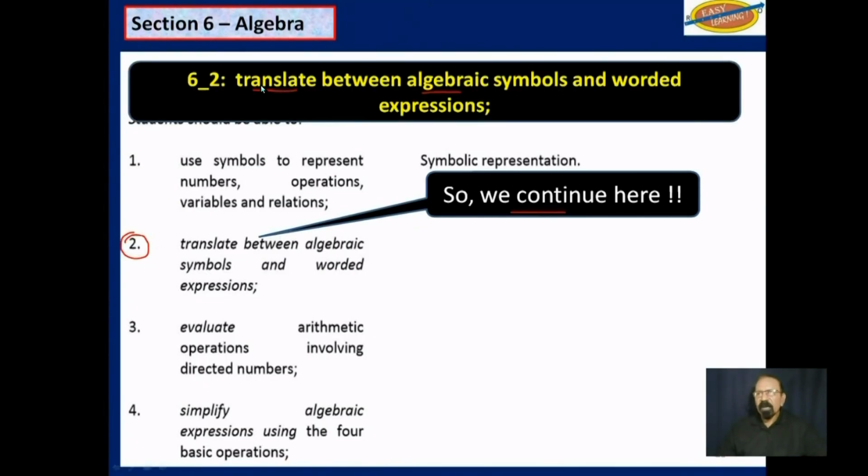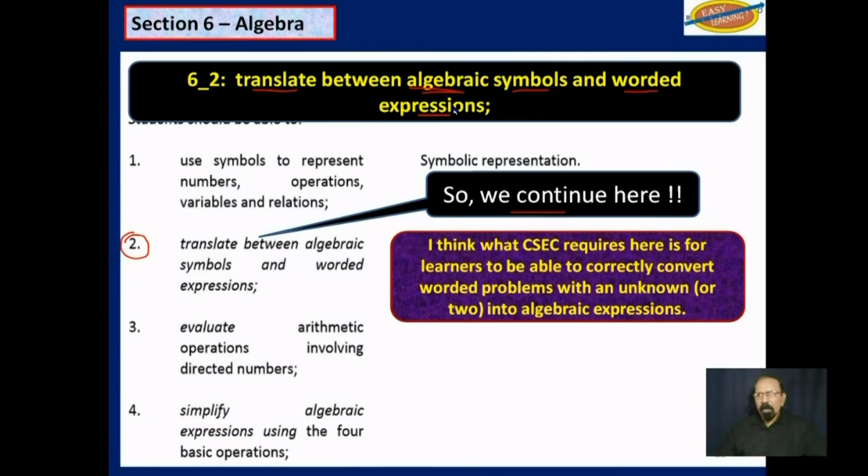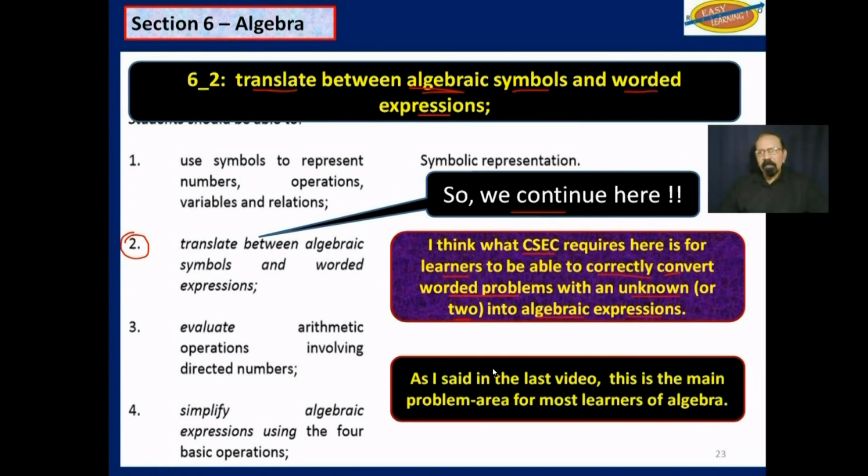And it says, translate between algebraic symbols and worded expressions. Now, I think what CSEC requires here is for learners to be able to correctly convert worded problems with an unknown, or maybe 2 unknowns, into algebraic expressions. As I said in the last video, this is the main problem area for most learners of algebra. Convert the word problems into equations or inequalities.